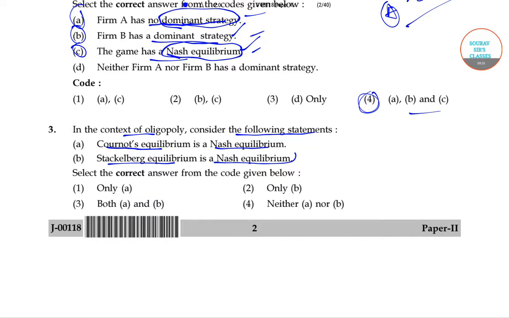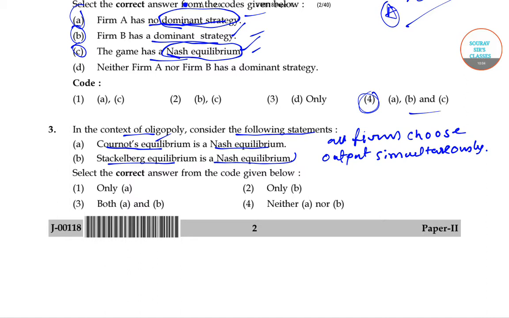In the Cournot equilibrium, all firms choose output simultaneously. The basic Cournot assumption is that each firm chooses its quantity taking as given the quantity of its rival.